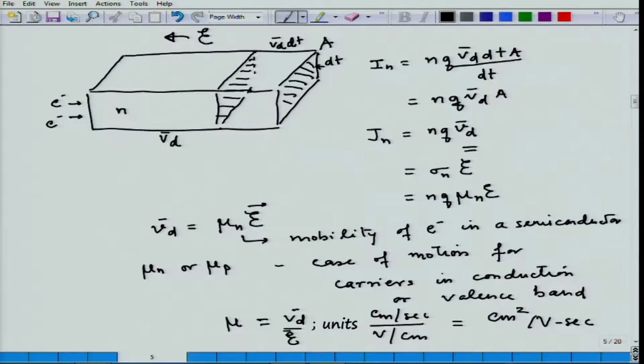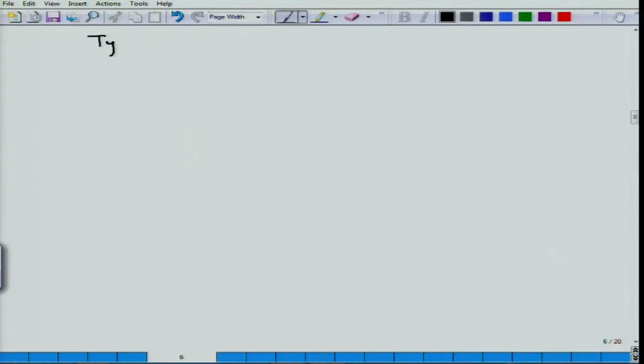Now, the rest of the discussion will be what this mobility is, how it depends on different parameters in a semiconductor, and how we would use this equation when we actually talk about optoelectronic devices. So, what are the typical values of these mobilities? Let us look at some typical values in semiconductors.